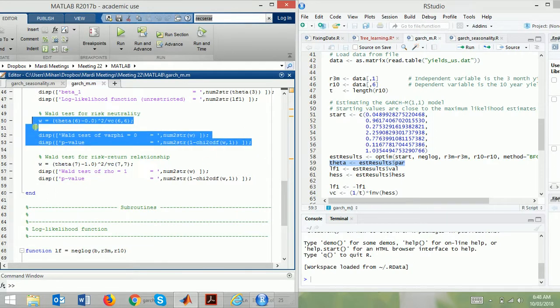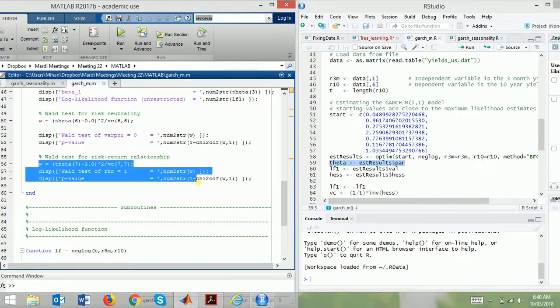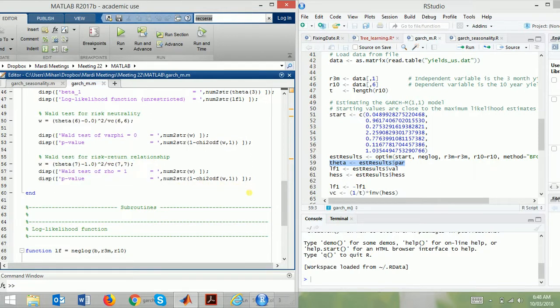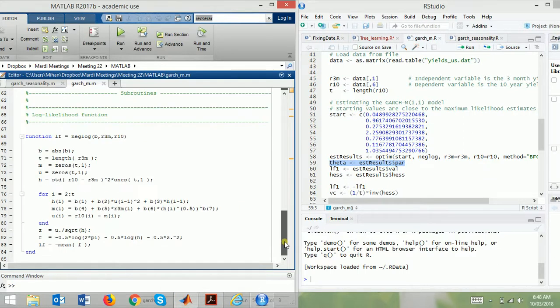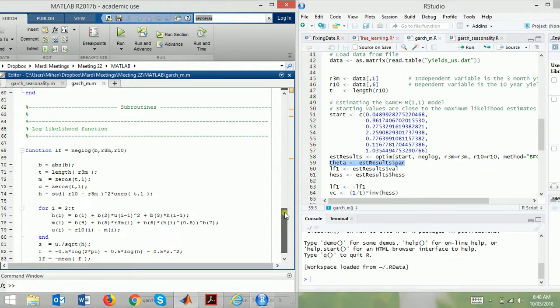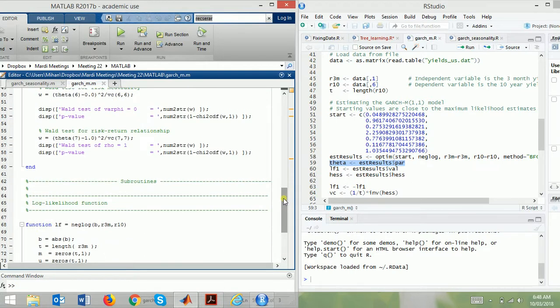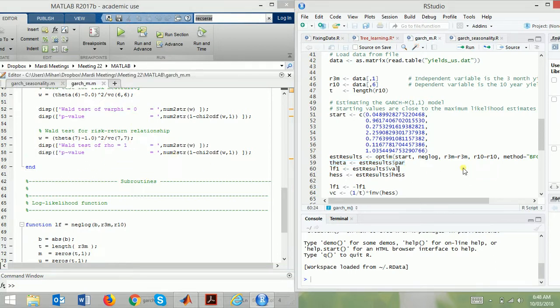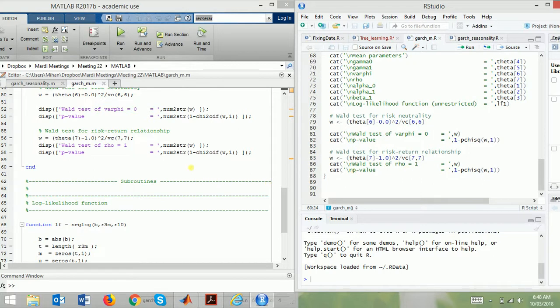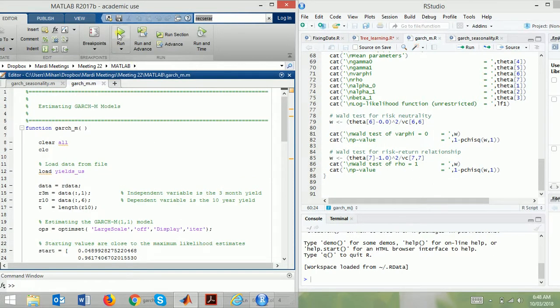If it is risk neutral or not, then we can also do it for theta 7, if there is a risk return relationship, which is theta 7 in our equation, B7, which is the lag parameter. No? So epsilon and rho, yeah, the lag parameter, right? Yes, correct. So that's it. Let's run it and see what happens.